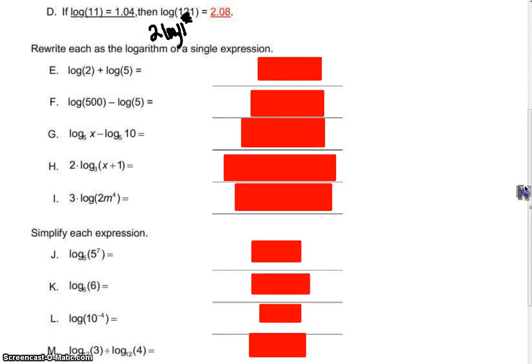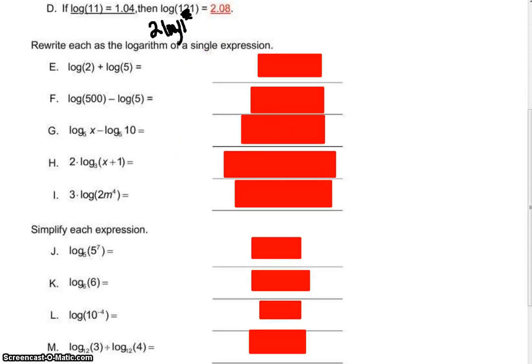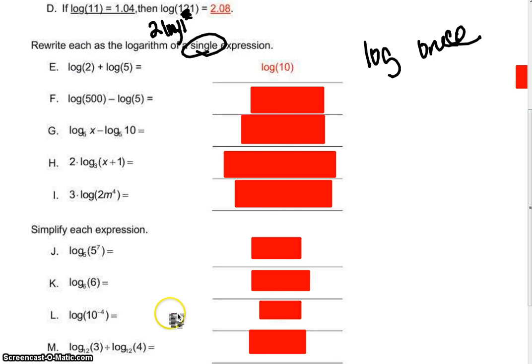Next part, rewrite as a single expression. A single expression right here means that you're going to have log in it once. Okay? You're only going to have log written in your answer one time. Addition becomes multiplication, so 2 times 5 is 10, and this is log of 10. Subtraction becomes a fraction or division, 500 divided by 5, and this is log of 100.